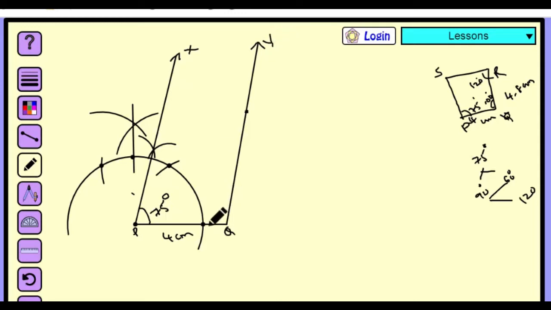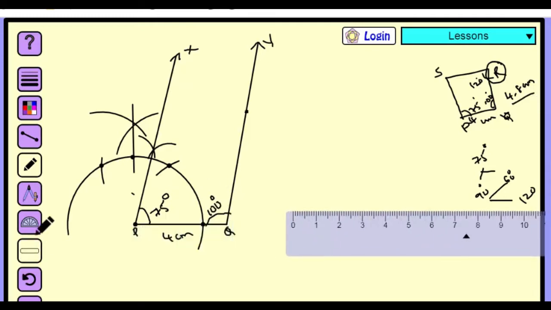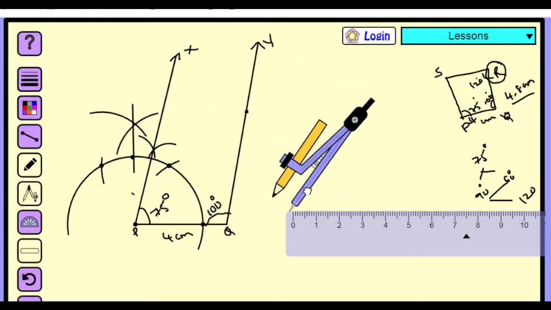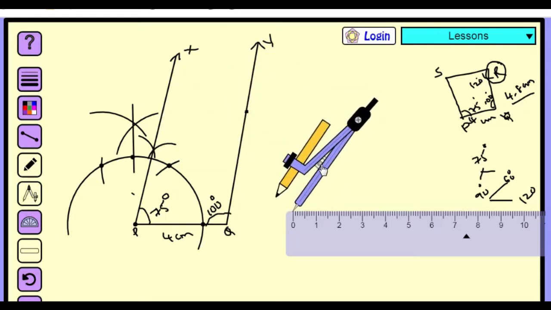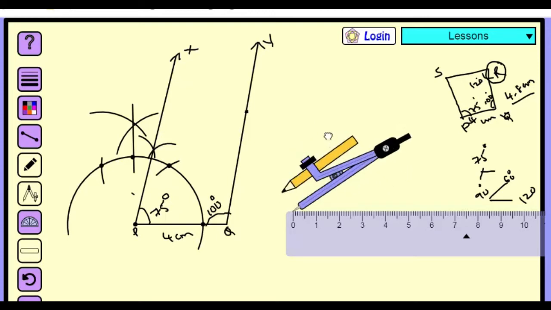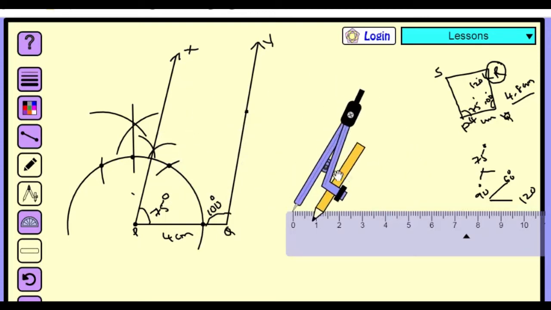Label here Y, that is, we have drawn ray QY with angle 100 degrees. Now we are going to locate the point R here. For that you should take the QR length 4.8 centimeters. Now take the compass and ruler. Set the compass radius to 4.8 centimeters with the help of a ruler, because the length of QR is 4.8 centimeters.